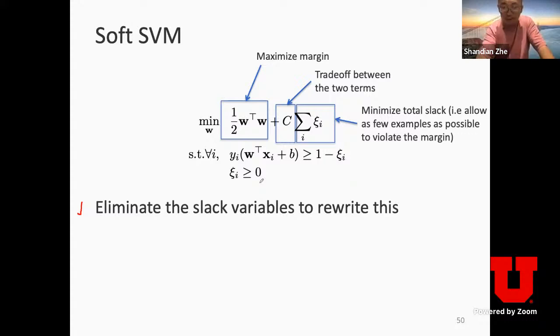To do that, if we just rearrange the first constraint, we can write it as ξi is equivalently no less than 1 minus the function margin. And the second constraint obviously is ξi is no less than 0, right? So now I want to ask, under these two constraints about ξi, what's the minimum value of ξi?